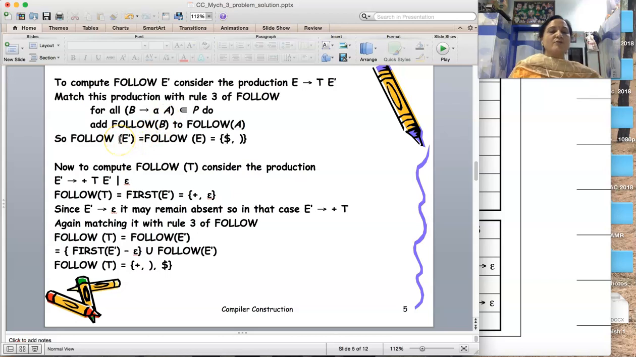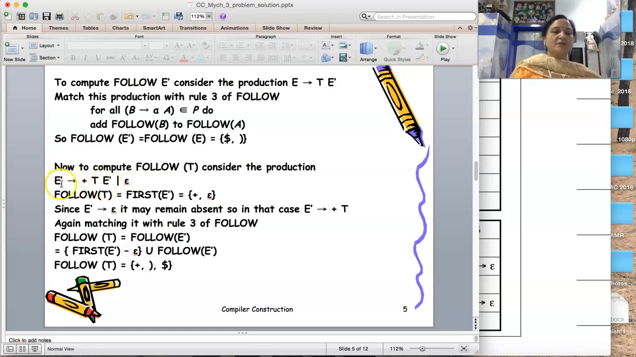So we can write, using this rule, follow of E dash equals follow of E. Follow of E we have already calculated, that is $, comma closing bracket. So follow of E dash is also $, comma closing bracket. Now the next non-terminal is T. So to compute follow of T, consider the production where T is at right hand side.